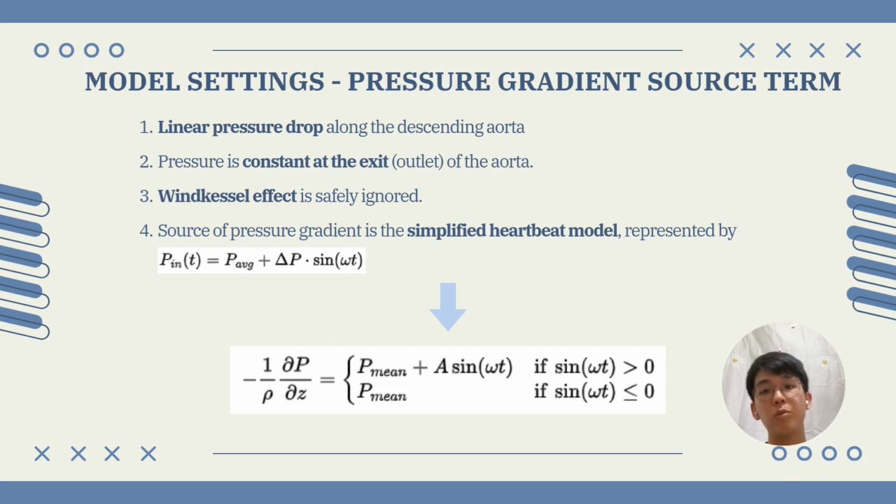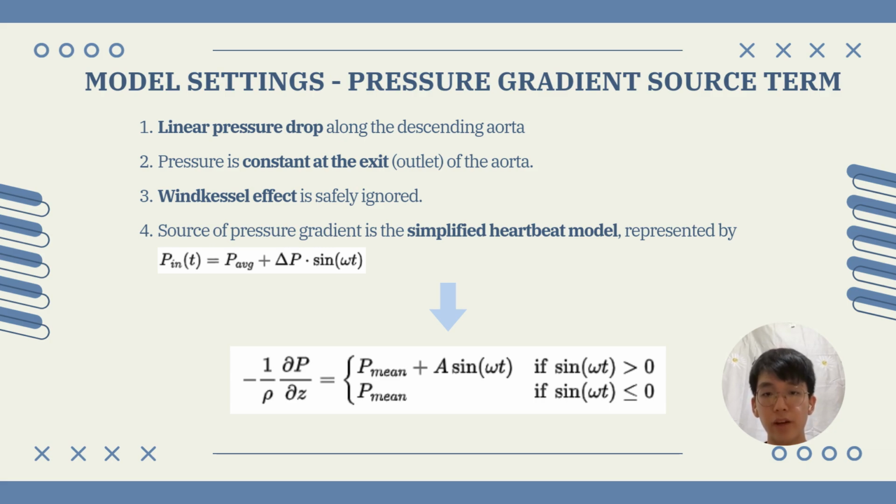Without a pressure gradient, the blood wouldn't flow. So it is important to explicitly define the pressure gradient source term. Before defining it, we will make some important assumptions. First, there is a linear pressure drop along the descending aorta. Second, the pressure is constant at the exit at 90 mmHg.